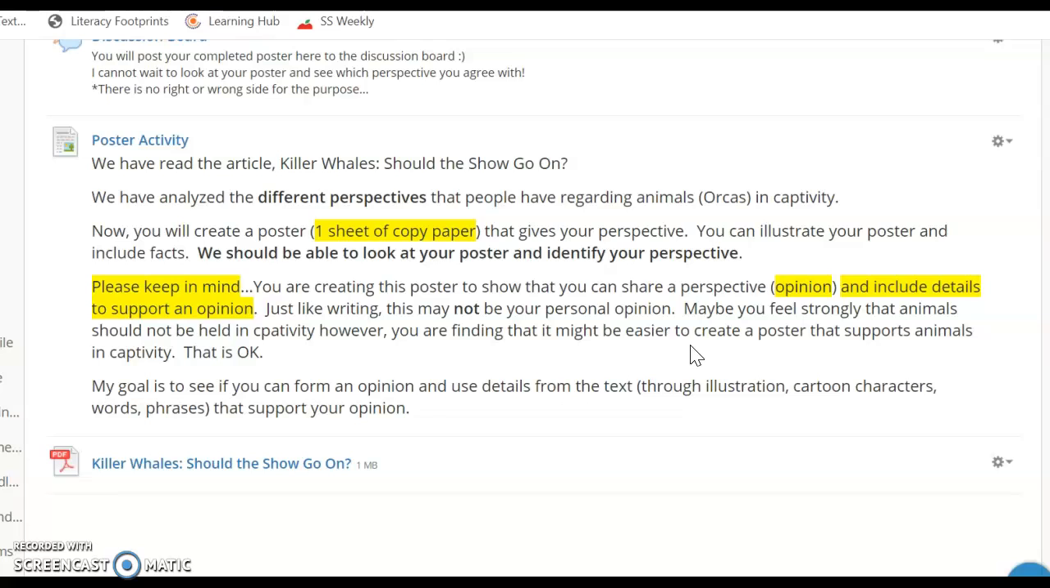So again, just like in our writing, when we were writing essays, maybe it's not your personal opinion. Maybe you really feel that orcas, or also known as killer whales, should not be held in captivity. But maybe you feel like it's easier to create this poster based on the information that's been provided, or maybe it's the exact opposite. So maybe you feel like it's okay to keep them in captivity, but you find more information that supports that it's probably not okay. So either way, just remember there's no right answer.